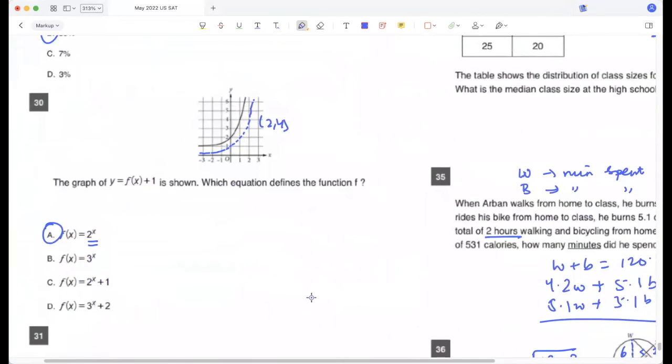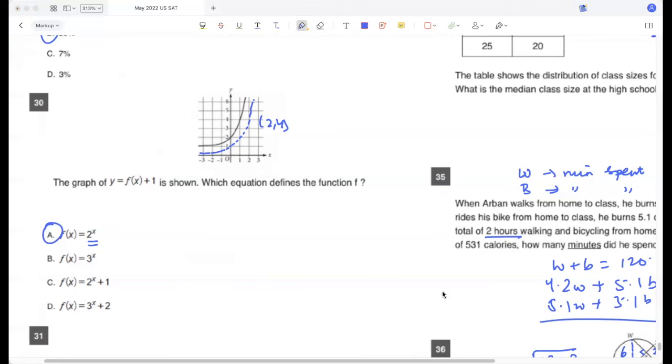So 2 to the power 2 is 4. 3 to the power 2 is 9. Wait, 2 to the power 3 is 8. And 3 to the power... yeah, it does look like A. Doesn't look like B to me because f(x), right? Yeah, so it has to be 2 to the power x, I think. So this question 30 looks like A to me.